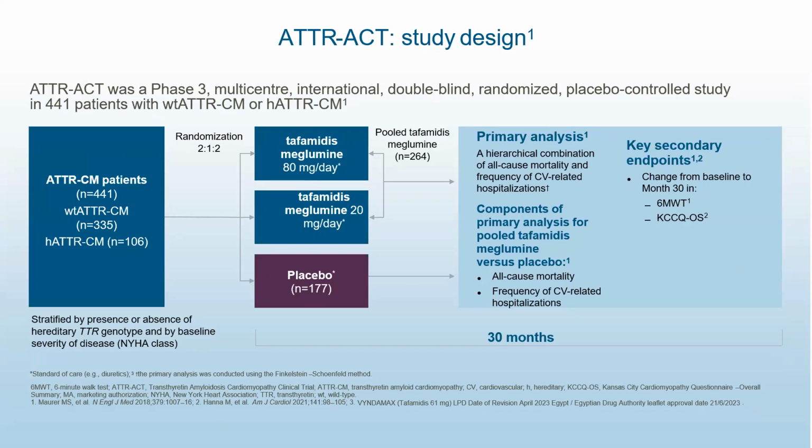The patients were divided 2-1-2. 2 to the tafamidis 80, 1 to the tafamidis 20, and 2 to the placebo, which took the original medications for whatever condition, excluding tafamidis. The primary outcome was the composite endpoint of cardiovascular morbidity, mortality, hospitalization, and the secondary endpoints were the individual points of the primary endpoint plus the change from baseline to month 30 in the 6-minute walk test and in the Kansas City questionnaire score for the heart failure symptoms.